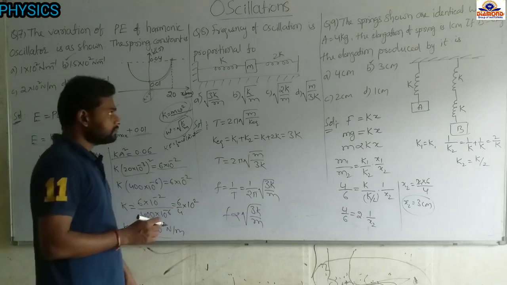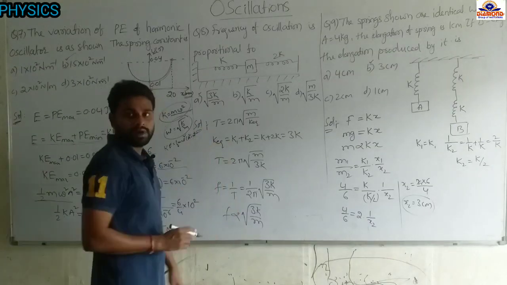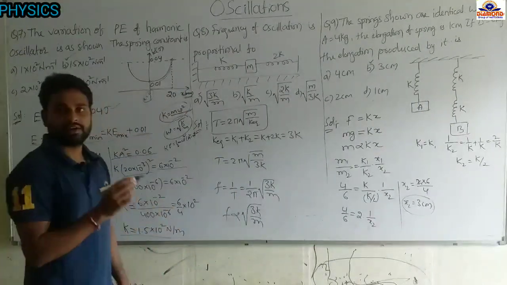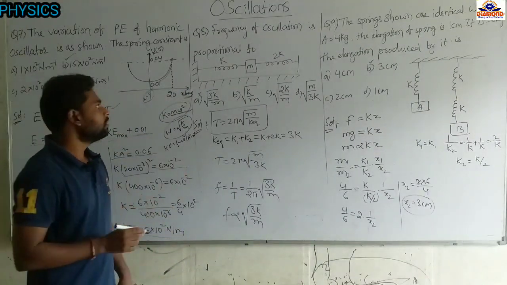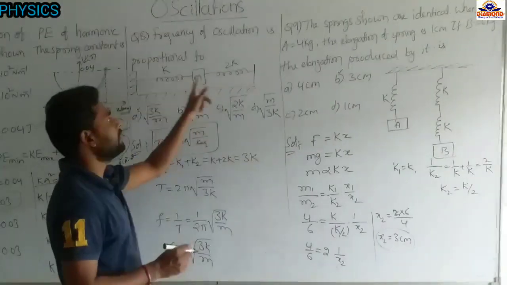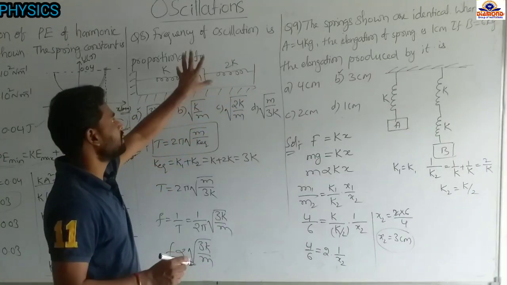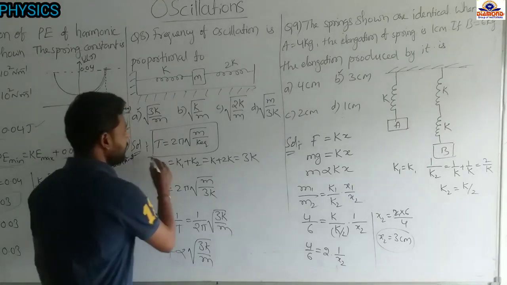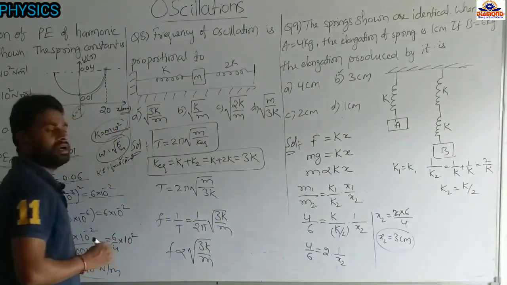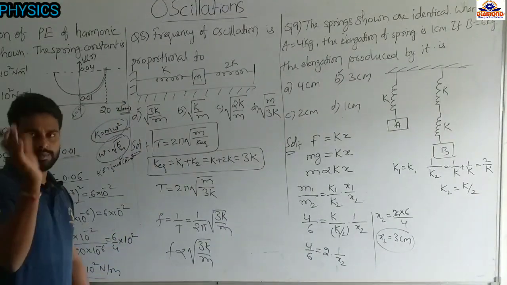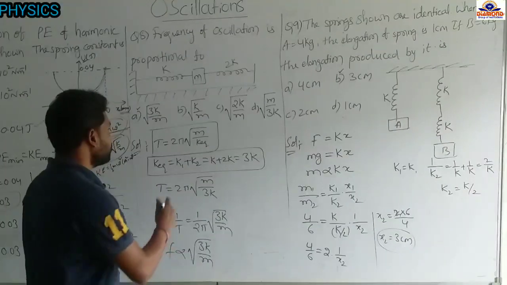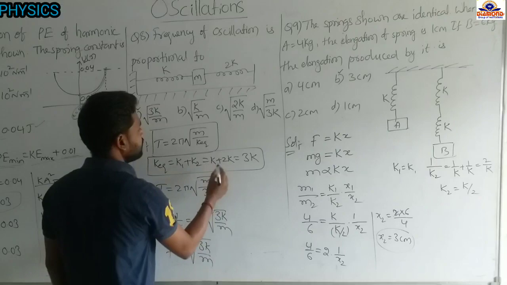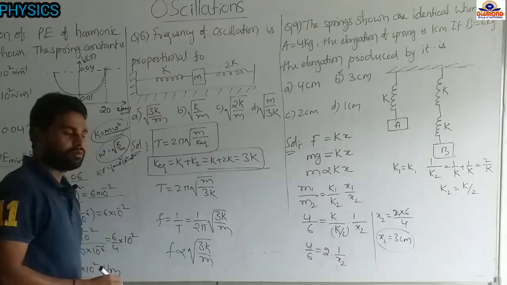Next, see the frequency of oscillation proportional to, in the diagram they have given. This is a spring mass system. For a spring mass system, the time period is T equals 2 pi square root of m by K equivalent. Here these two springs are connected in parallel combination. For springs in parallel, the equivalent spring constant K equivalent equals K1 plus K2, just opposite to resistors. K1 is K and K2 is 2K, so K equivalent equals 3K.